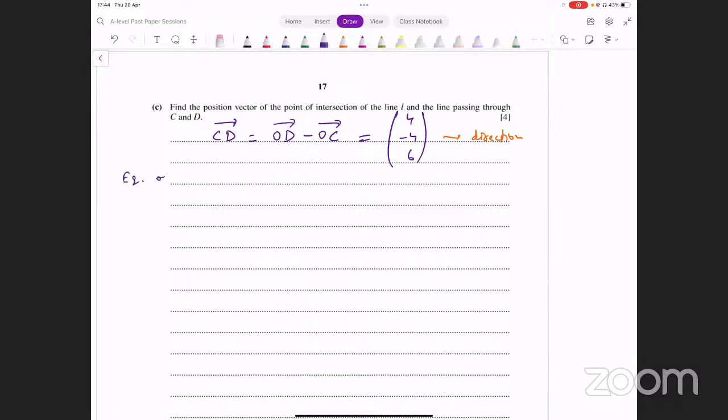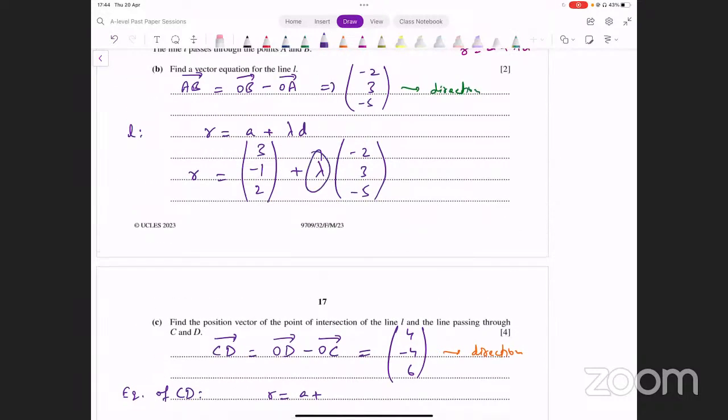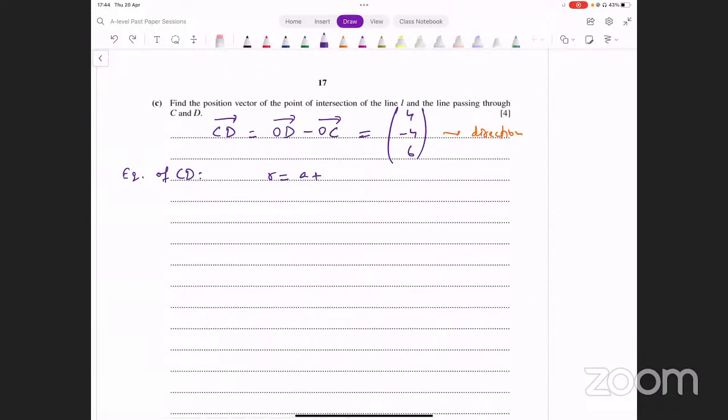Now what about the equation of CD? Let's write that down. इक्वेशन की फॉर्म क्या होती है? R equals A plus lambda D. बट यहाँ पे आपने रिमेंबर पिछले पार्ट के लिए ऑलरेडी lambda यूज किया हुआ है, so you should not be using lambda again. You should use some other letter. You can use mu for instance or anything else. It doesn't really matter.